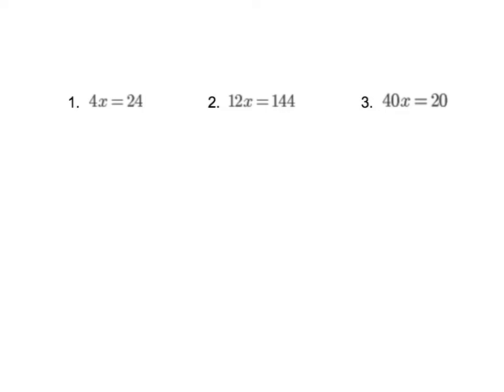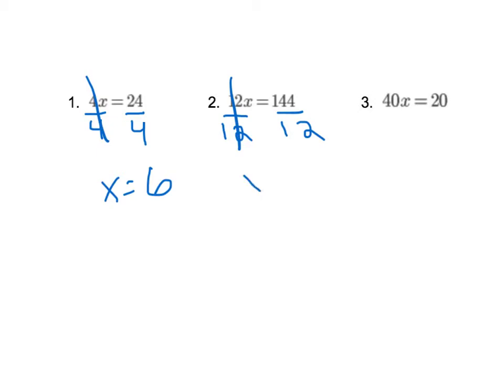But for now, number 1, 4x equals 24. Divide each side by 4 because we want the variable to be by itself. The 4's cancel. We have x equals 6, not 8. I had 8 in the previous video. That was my mistake. Number 2, 12x equals 144. Divide each side by 12. 12's cancel. X equals 12. 144 over 12.